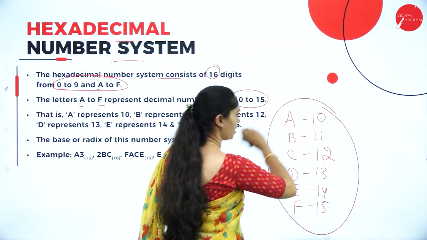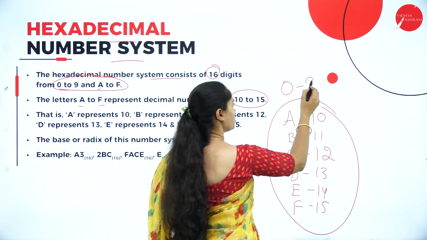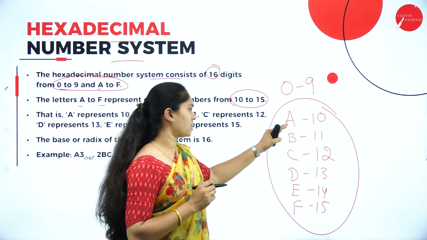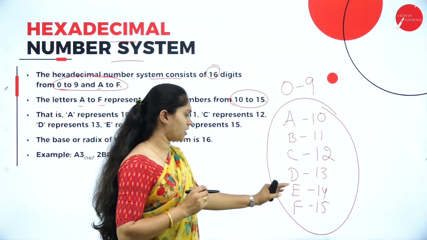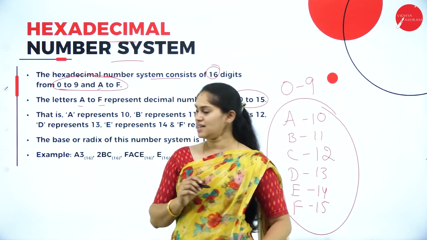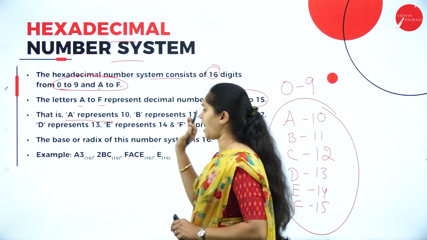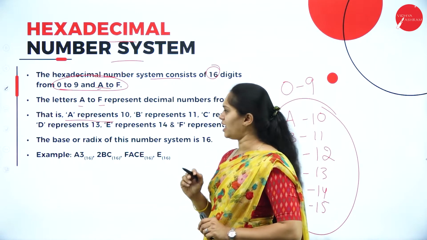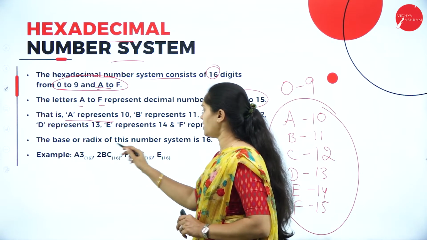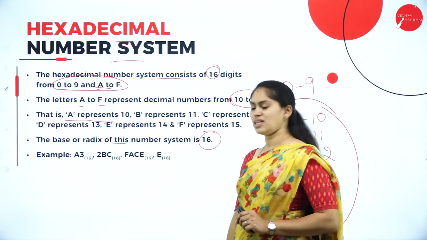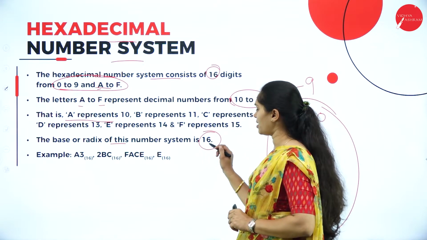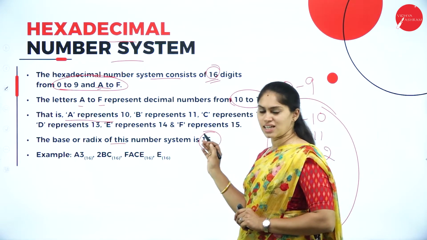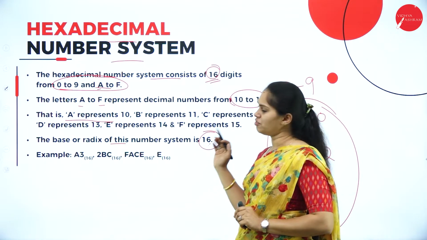This is very important. In hexadecimal, we have 0 to 9 and 10 to 15, where 10 is nothing but A, 11 is B, 12 is C, 13 is D, 14 is E, and 15 is F. That's why after 9 we have to represent the values with the help of A to F. Then what is the base or radix of this number system? It is 16, because in total we have 16 digits.